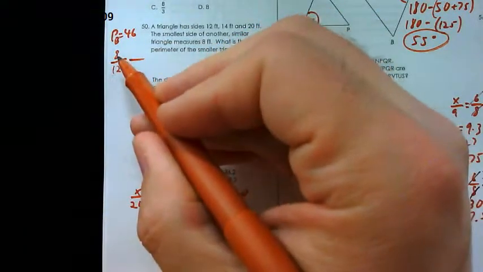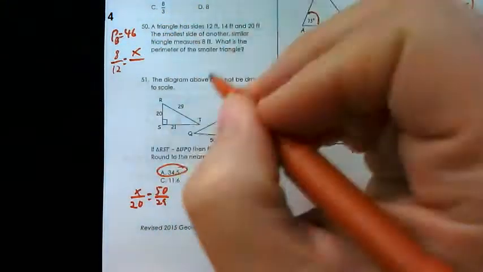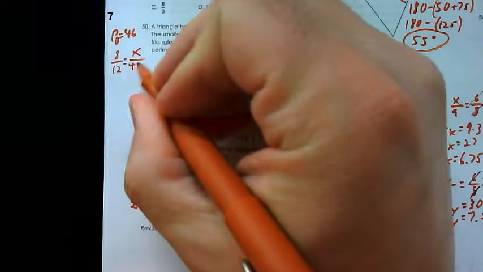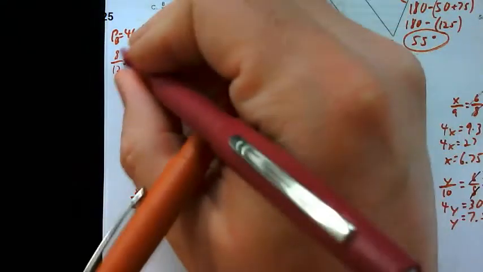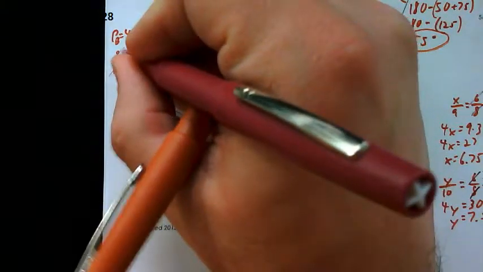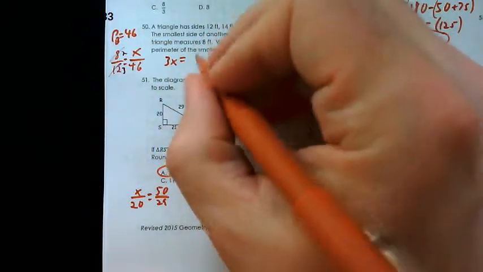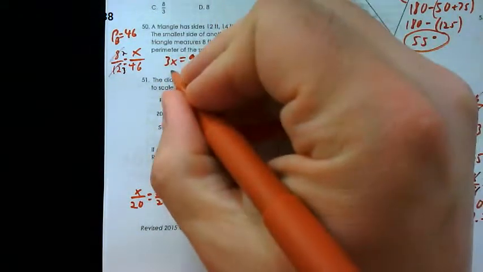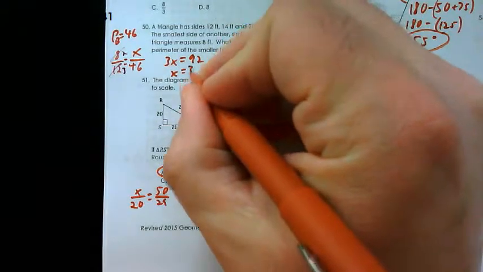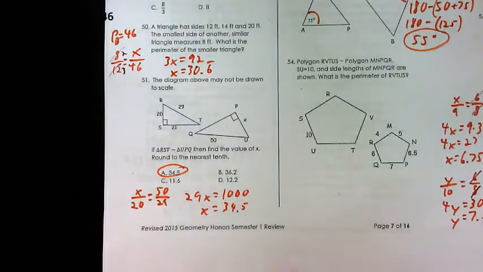All right. So, 8 over 12. We don't know the small triangle, that's what we're looking for. We just found the big one was 46. So cross multiply and solve. Again, we could reduce, so this is 2, this is 3. 3x equals 92. Divide by 3. 30.6 repeating.